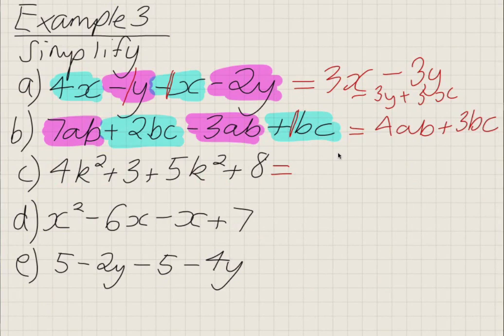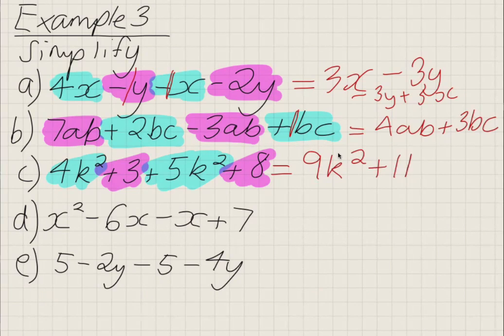Part C, we have k squared, 4k squared here, plus 5k squared. And the other terms that we have are simply just numbers by themselves without any letters. So those are also like terms with each other. 4k squared plus 5k squared gives 9k squared, and 3 plus 8 is 11. And of course you can always write these the other way around because they're all positive, doesn't matter.